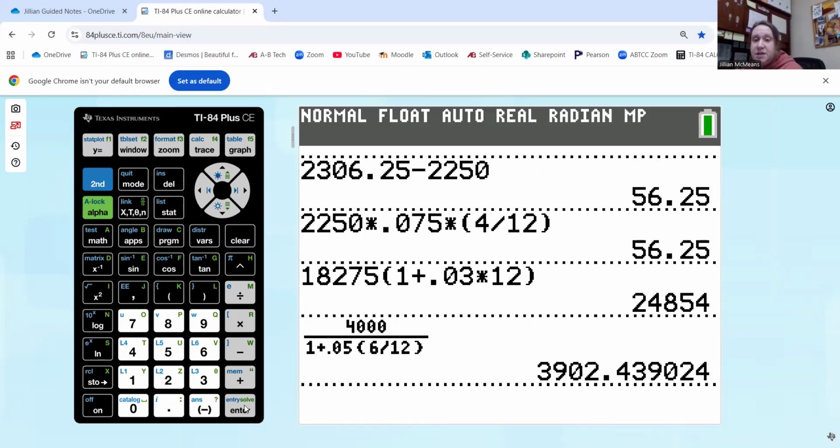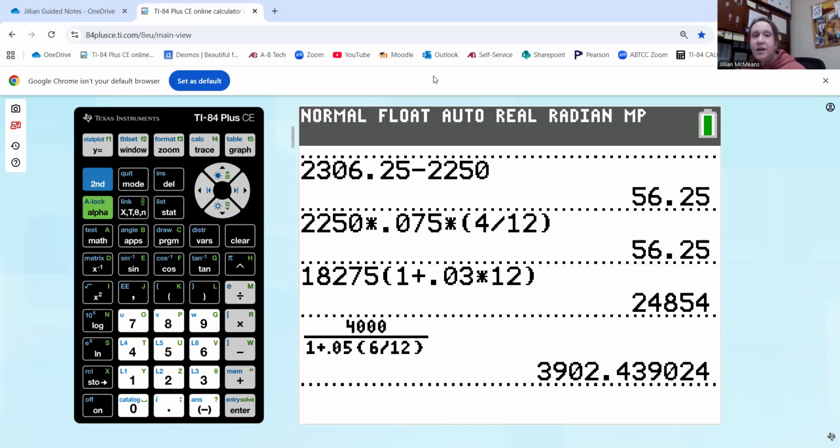Okay, so this tells me I would need $3,902.44. Remember, round up to 2 decimal places. The second decimal place, what's in the hundredths place, is a 3. To the right of it is a 9. It already tells me to round up, so we're good. We're going to round up to 44 cents.